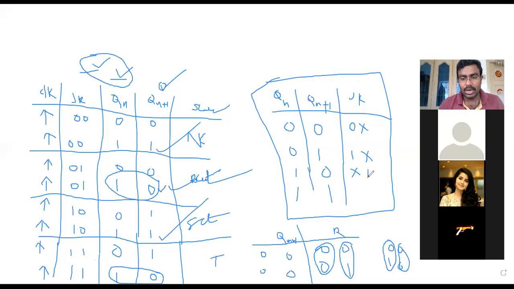Now let us move to the last case, that is present state 1, next state 1. Look at those cases, present state and next state both should be 1. This is one case, and you have one more here. Look at the input combination for those 2. Don't care and 0. Don't care and 0.